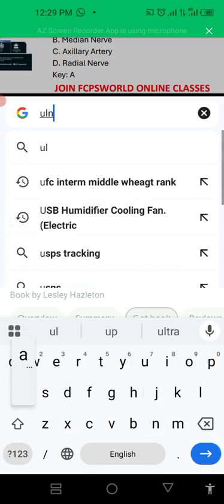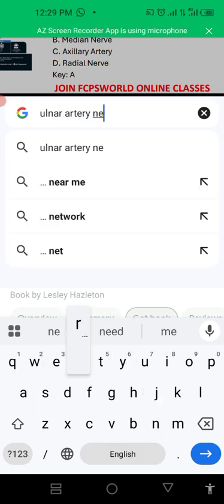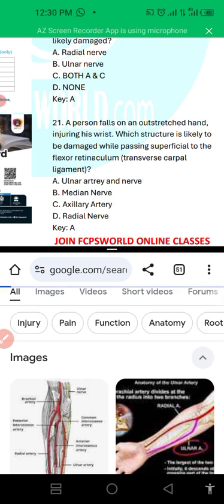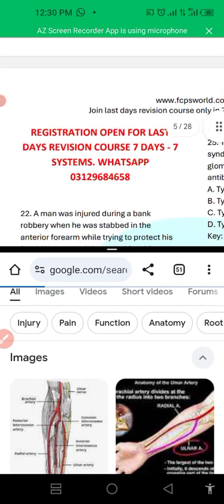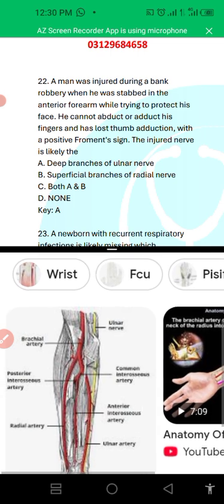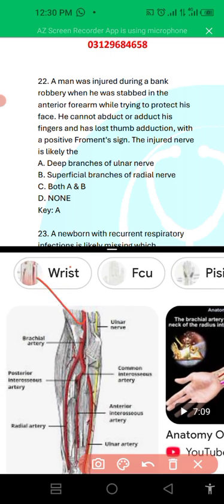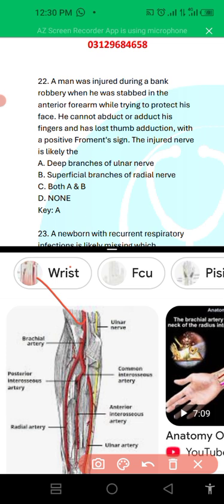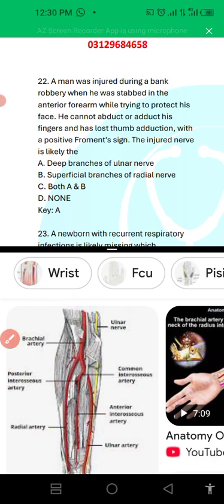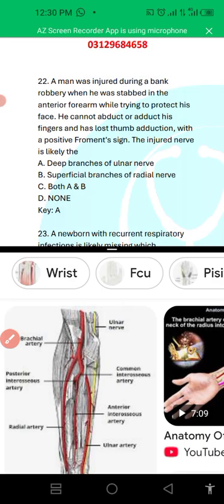Now, ulnar artery and ulnar nerve, we will be looking at the features related to this one. Okay, ulnar artery and ulnar nerve. Here the brachial artery goes downward and divides into the posterior interosseous artery and common interosseous artery. It gives the anterior interosseous artery, and then the radial artery and ulnar artery divide. In the hand, there are different courses of the arteries.